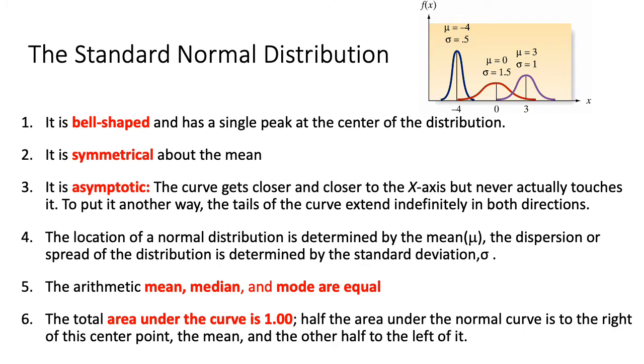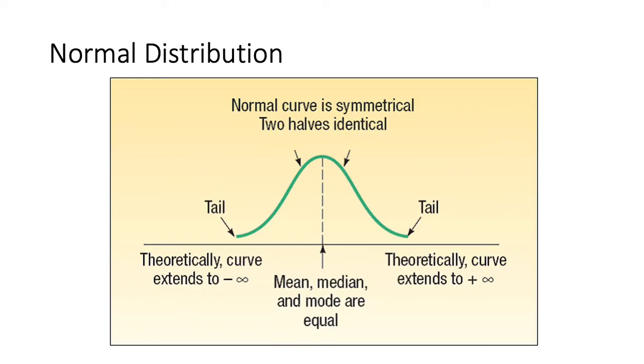Anything can happen far from the center of the distribution, but as you move further and further away, those incidents become less and less likely. The location of the distribution is determined by the mean, mu, and the dispersion is determined by the standard deviation, sigma. The mean, median, mode are all equal, and the total area under the curve is equal to 1 or 100%. Here's just a quick look at the normal distribution.